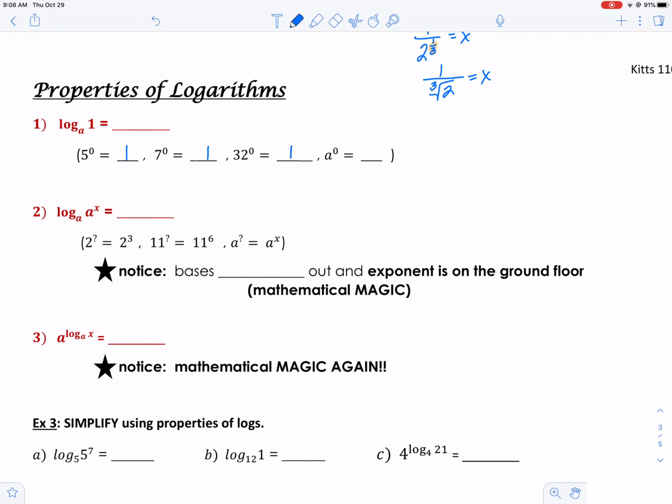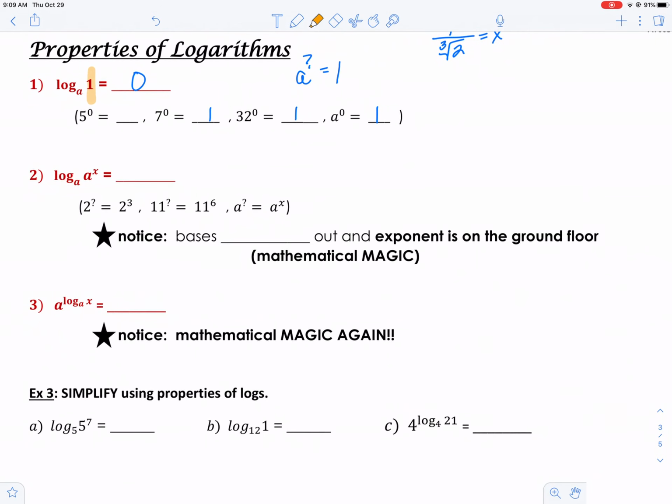So if I do my little roller coaster, I'm going to have a to something equals 1. Okay, because I don't know what that is. Well, remember, anything to the 0 power is going to equal 1. So a to the 0 would equal 1. So that means that question mark is going to be a 0. Okay, so basically anytime you see a log and you have a 1 there, you know that it's going to be 0. Log base anything of 1 is going to be equal 0.